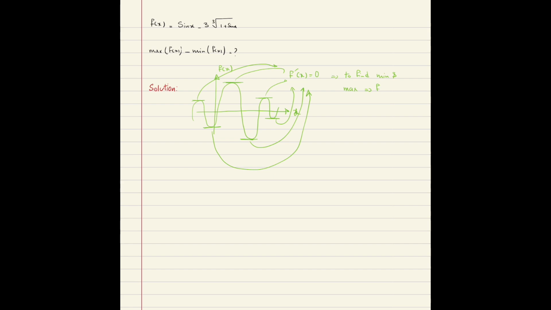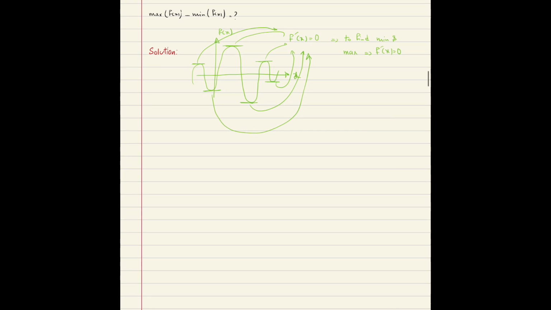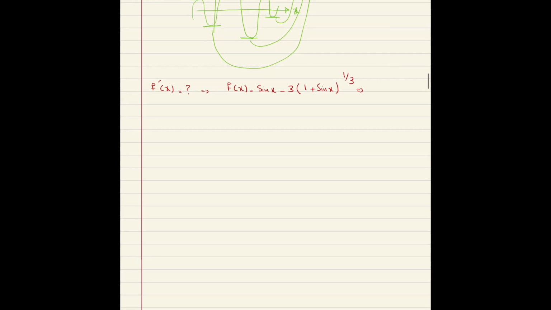So in here, our function is sine x minus 3 times the cube root of 1 plus sine x, and we need to find the first derivative of the function, set it equal to 0, and find the x's. So f(x) is equal to sine x minus 3 times (1 plus sine x) to the power 1 over 3.